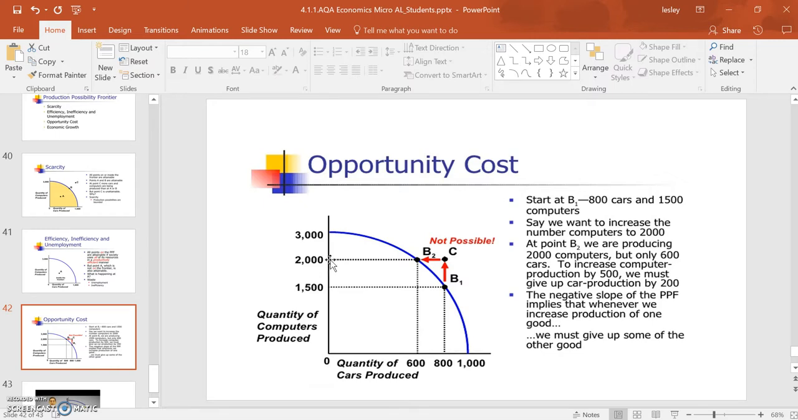But the opportunity cost is what's happened to the production of cars. I can no longer make 800 cars. I can only make 600 cars at B2. That means I've lost 200 cars. That's my opportunity cost as a result of deciding to create a further 500 computers. That is a classic multiple choice question, and you must be able to analyze and use a diagram in that way.